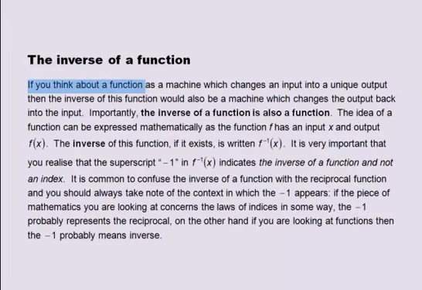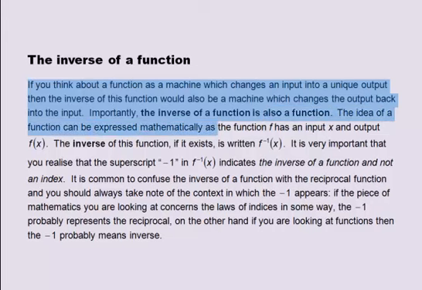If you think about a function as a machine which changes an input into a unique output, then the inverse of this function would also be a machine which changes the output back into the input. Importantly, the inverse of a function is also a function. The idea of a function can be expressed mathematically as: the function f has an input of x and output f of x. The inverse of this function, if it exists, is written f minus 1 of x.